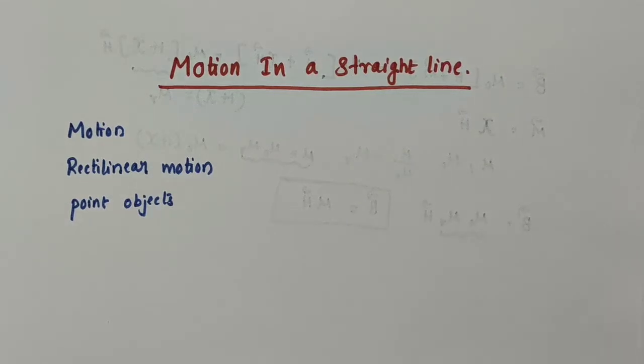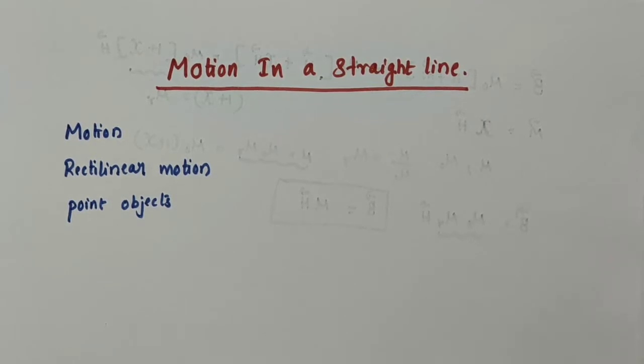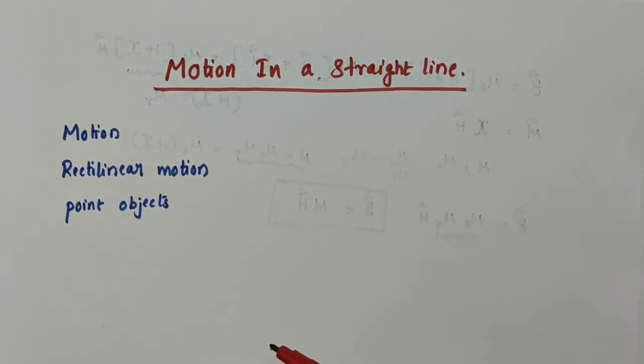Hello everyone. In this video, we are going to talk about an introduction to motion in a straight line, rectilinear motion, then reference point and frame of reference. In our daily life, we can see moving bicycles, running trains, walking people, leaves falling from trees, and water flowing down a dam, etc. In all these examples, the objects are in motion, no?